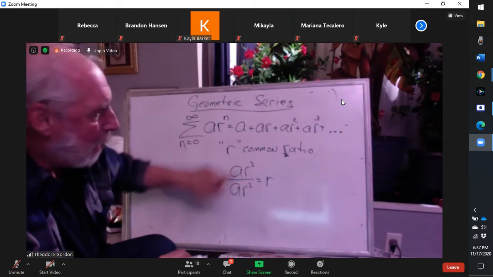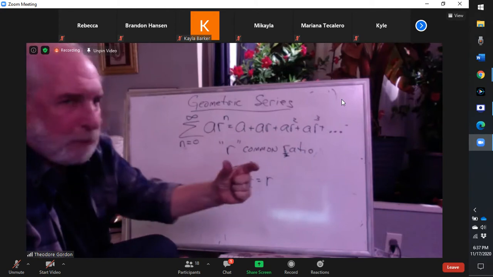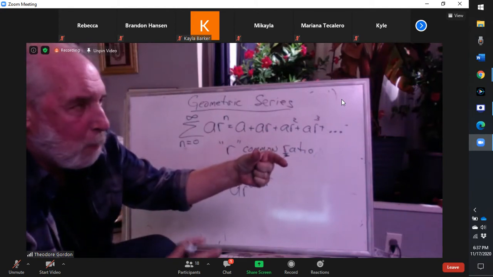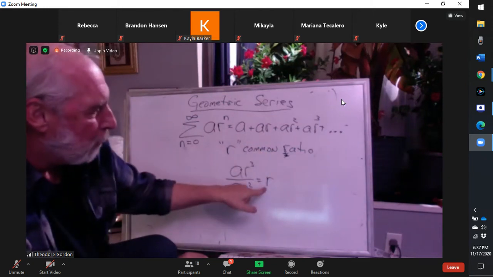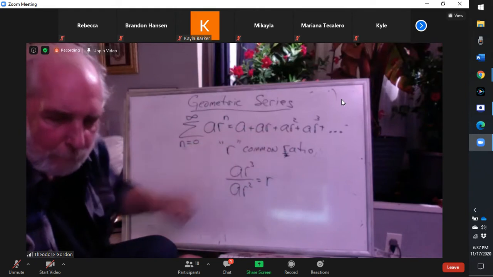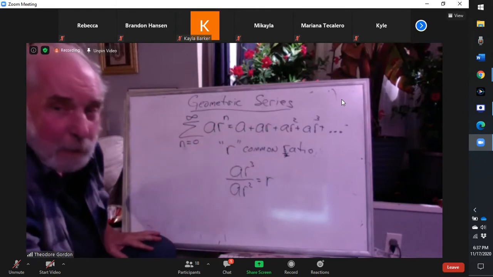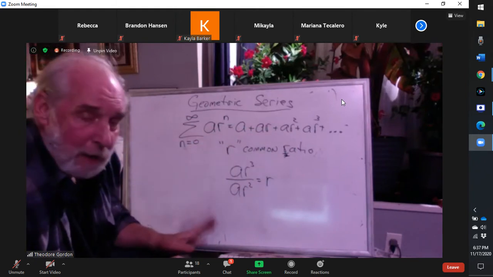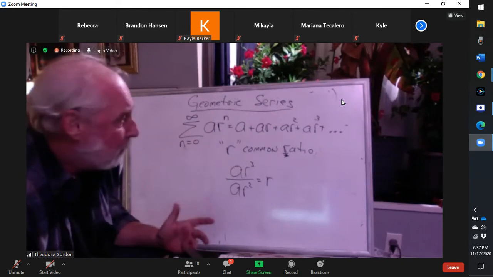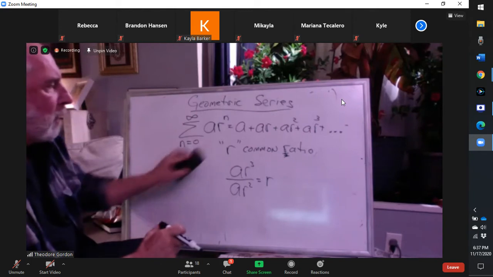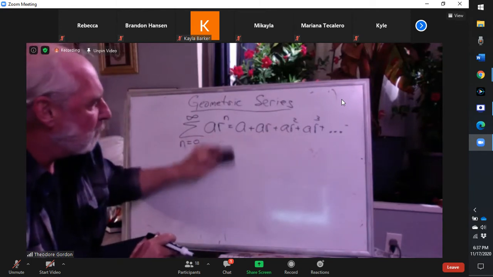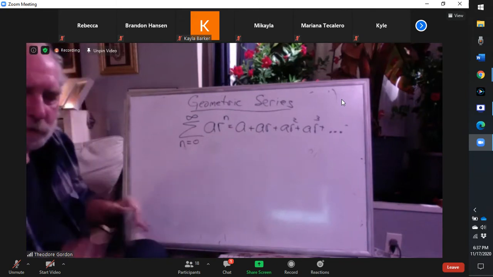But that doesn't happen just with those 2. If you take any 2 terms next to each other and divide the one on the right by the one on the left, you'll always get r. So times r, times r, times r, times r. These come up a lot. They come up in finance, in biology, in electrical engineering. These geometric series show up a lot. So let me give you an example of a geometric series here.